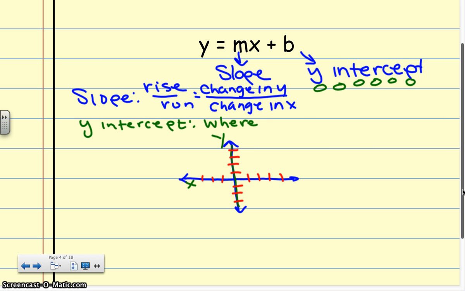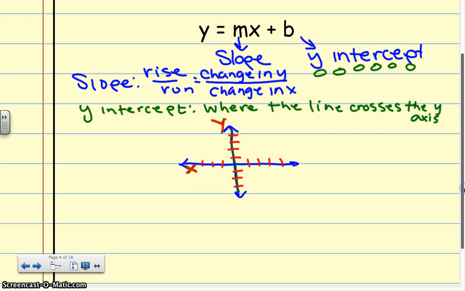So I'm just going to write where the line crosses the y-axis. Now some of us might be confused, what's the y, what's the x? The y-axis is the nice tall axis. I always think y stands nice and tall. And the x-axis is the more horizontal one. It's trying to get flat. Okay? So y-intercept is really where the line crosses the axis.